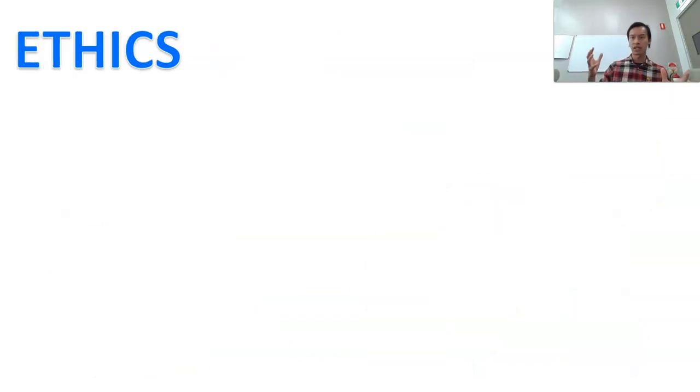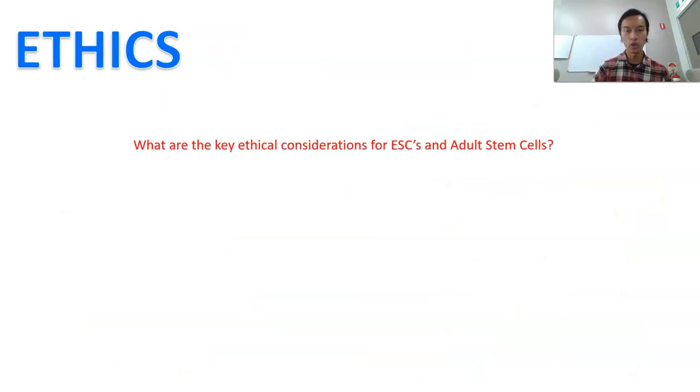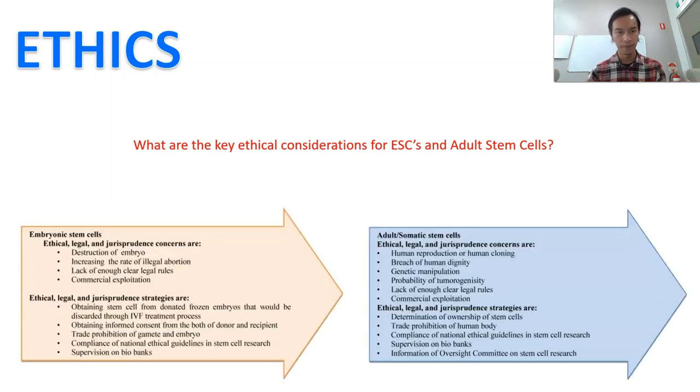Now, we can't talk about embryonic stem cells and adult stem cells without thinking about the ethical considerations, right? So I want you to hit pause on the video and just have a think about this particular question, right? What are the key ethical considerations for embryonic stem cells and adult stem cells? What are reasons to be for ESCs and adult stem cells, and what are reasons to be against? All right, I am going to explain it in 3, 2, 1. Here are the ethical considerations you need to think of, right?